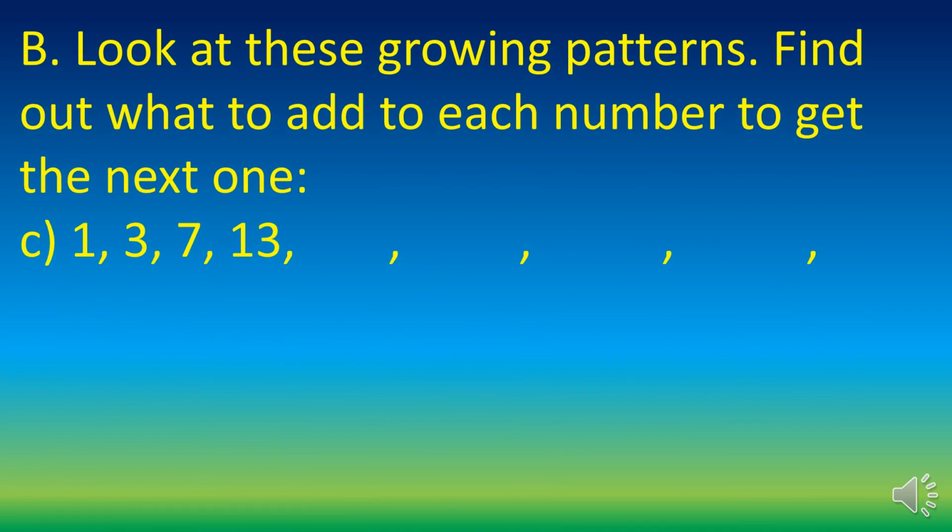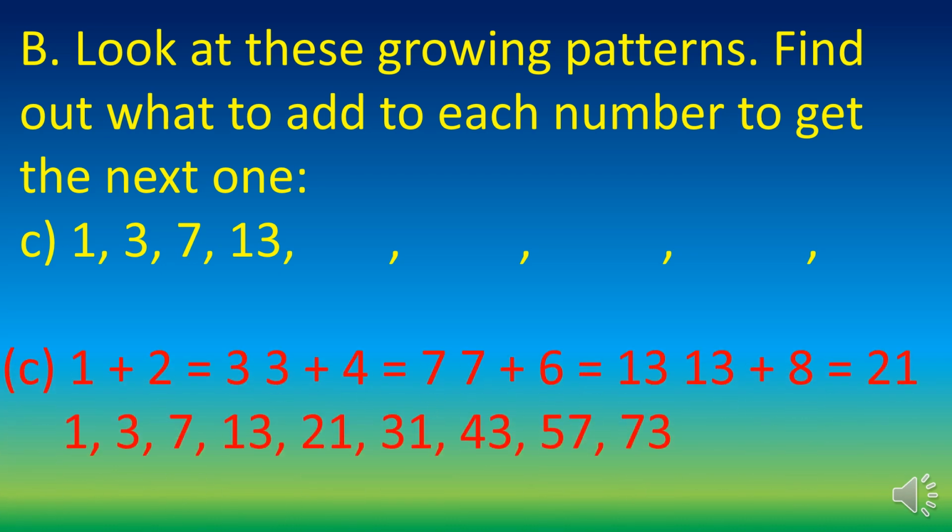Now say this, 1 plus 2 equals 3, 3 plus 4 equals 7, 7 plus 5 equals 12, 12 plus 6 equals 18, 13 plus 8 equals 21, 21 plus 10 equals 31, 31 plus 12 equals 43, 43 plus 14 equals 57, 57 plus 16 equals 73.